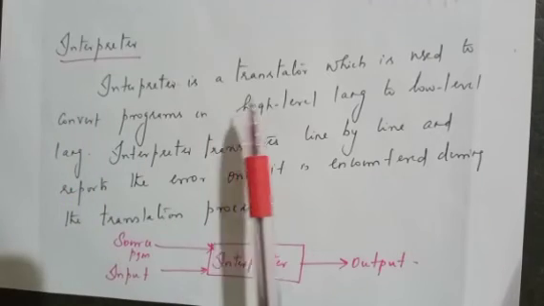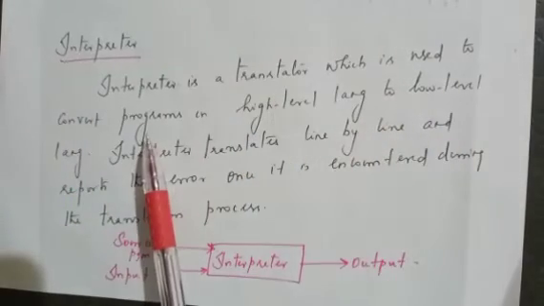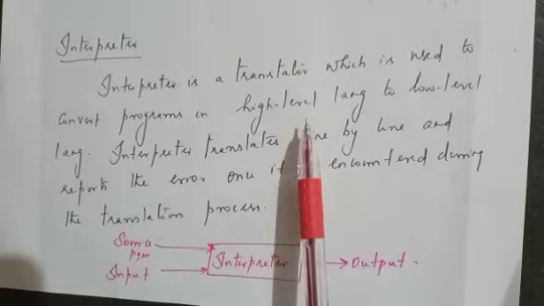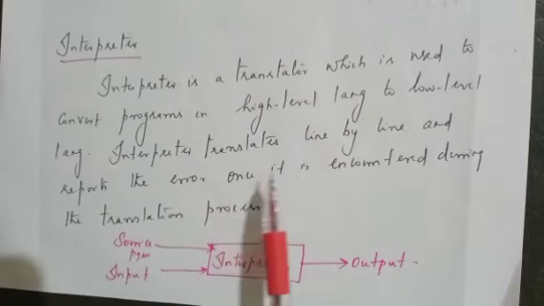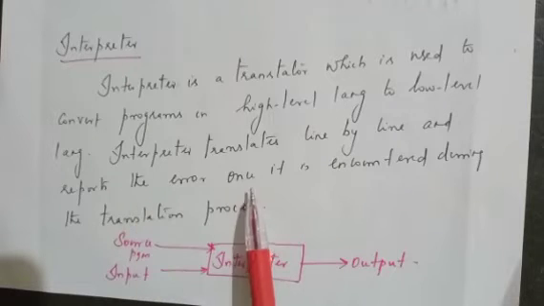An interpreter is also a translator that is used to convert the program that is written in high-level language into a low-level language, that is the machine language. An interpreter translates line by line and reports the error once it is encountered during the translation process.